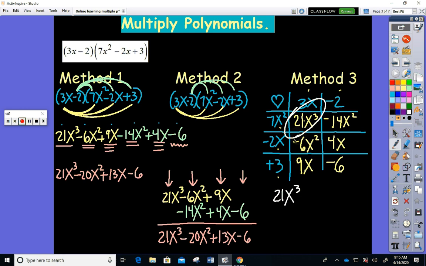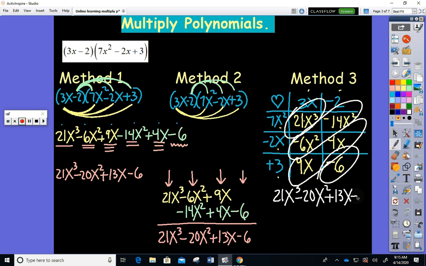My second diagonal is here. Negative 6x squared, negative 14x squared is negative 20x squared. My third diagonal is here. So plus 9x and plus 4x is plus 13x. And then my last diagonal is here, and that's negative 6. So again, the diagonals help you group together like terms.